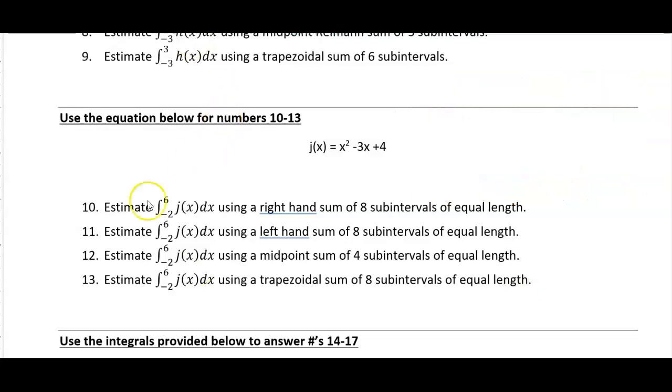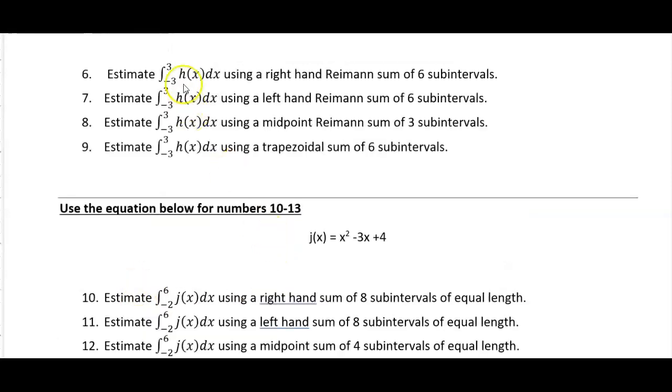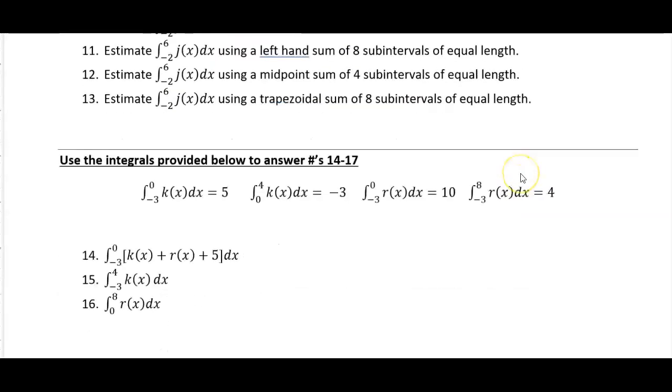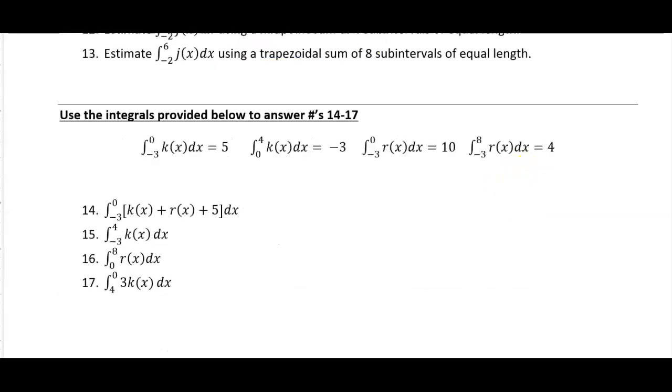So now, mind you, most of the work here on 10 through 13 was really just a repeat of what we did on 6 through 9. The real trick here is turning the equation into a table. After that, it's pretty much the same thing as the table questions, right? All right, so let's go ahead and transition now into our next set.